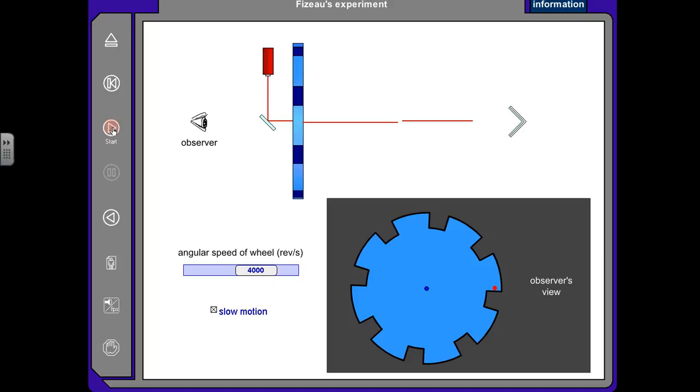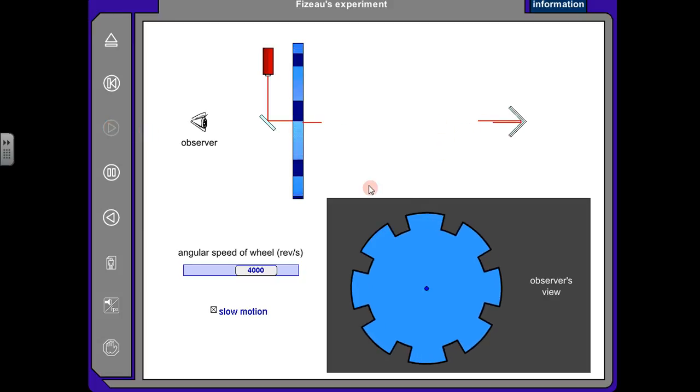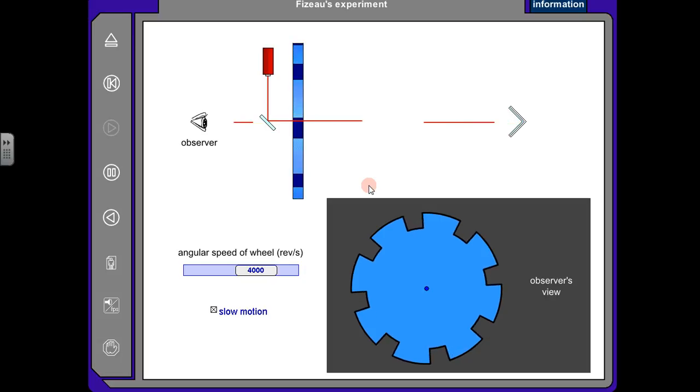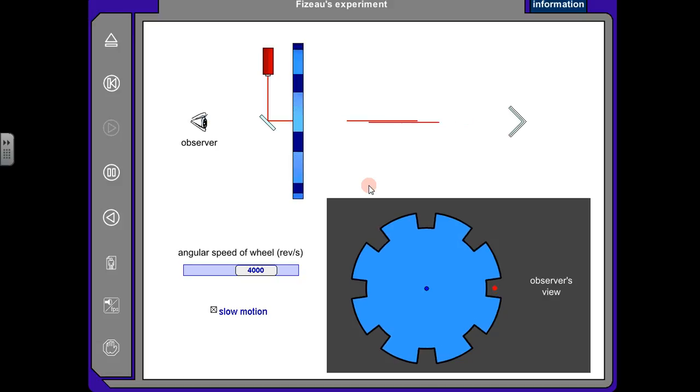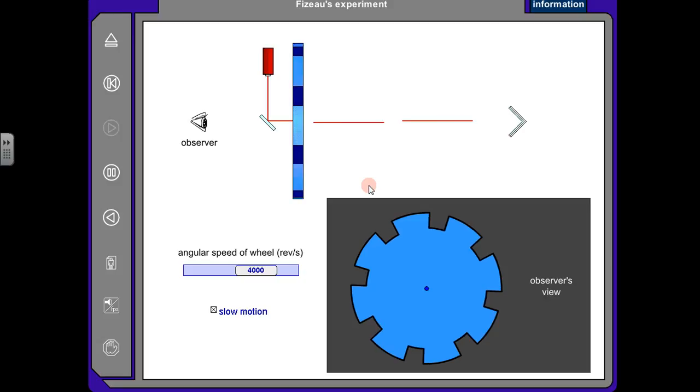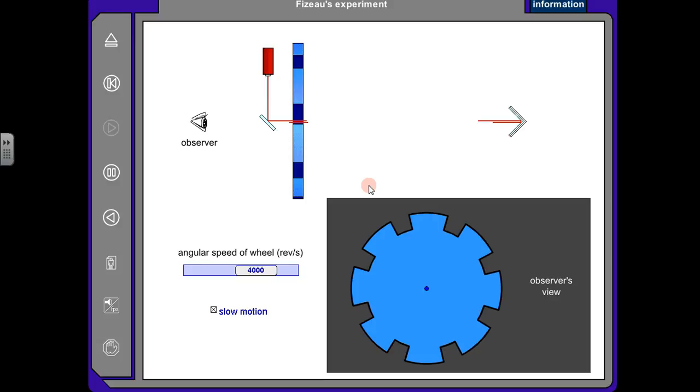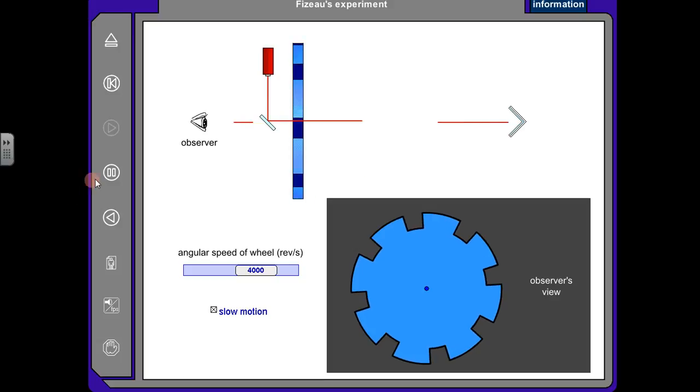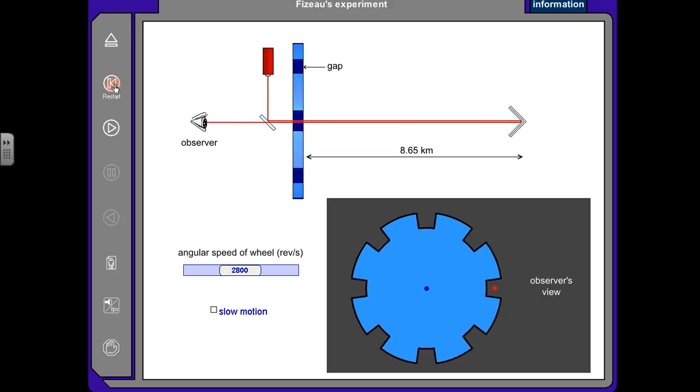We're going to continue, and we're going to see that when this ray comes back, it's going to get cut off by the apparatus. Boom, it just hit it. So right now the ray hitting the eye is considerably smaller than the ray going to the mirror. That's not the right speed yet. Okay, we're going to increase the speed to 4,300.